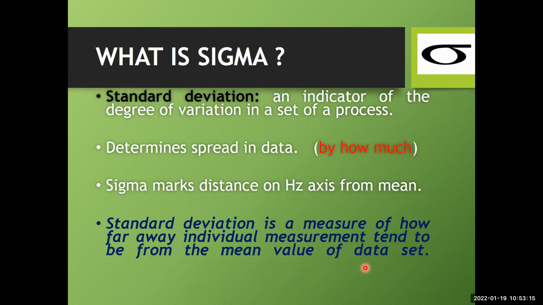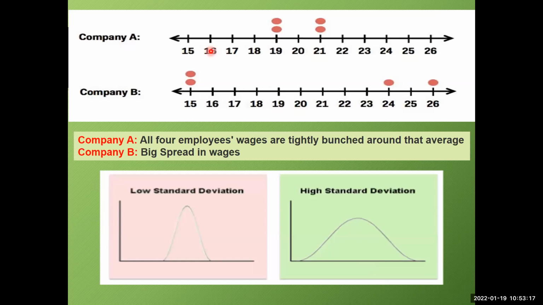In this example, company A, I think it might be visible to you, all 4 employees' wages are tightly bunched around the average. Here 19 to 20, the average might be 20, and they are bunched around 20. In company B, the salary packages are widely dispersed along the mean value. So this is the low standard deviation, showing how perfect the process is, how close to the central tendency. Here we can see the process is highly dispersed. It means they are heavily deviated from the mean value.